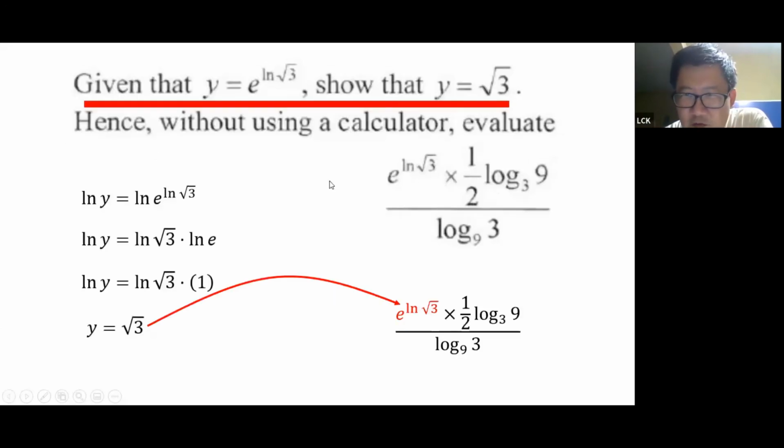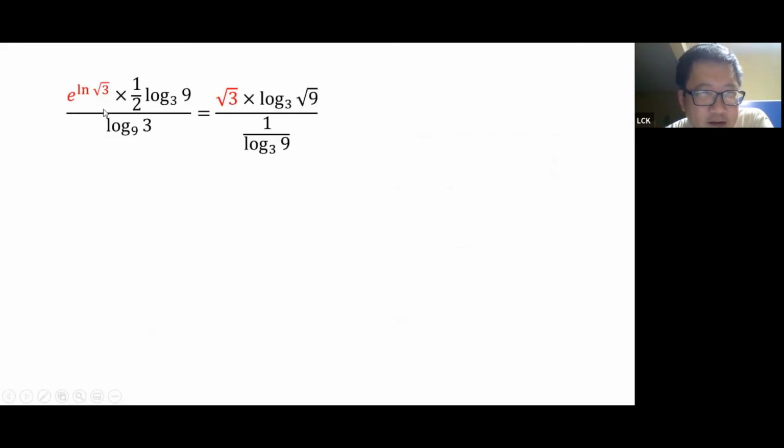So you will see that this one here, which is just from here, I've taken this whole lot here from the first part and replaced it with square root of 3. The half here, I've taken it to the top, so it becomes square root of 9. Where did the square root come from? Because I took the half to the top, so square root of 9. And here, I've changed it to 1 over log base 3 of 9. I've swapped position by taking 1 over there. Now, there are a lot of transformations here. Make sure you understand how this is done.